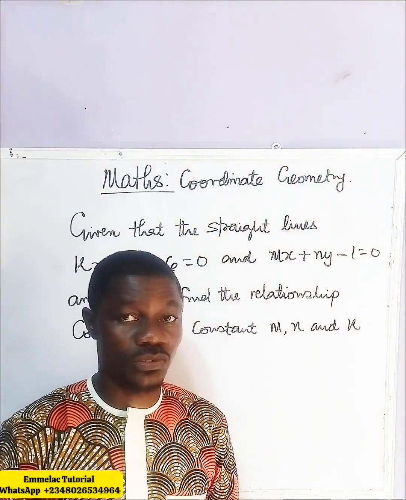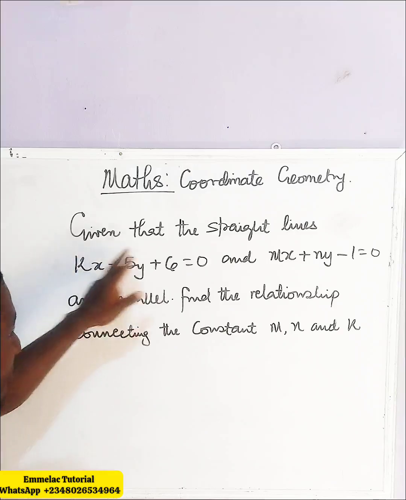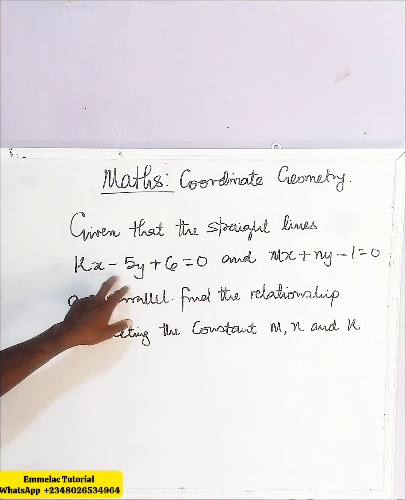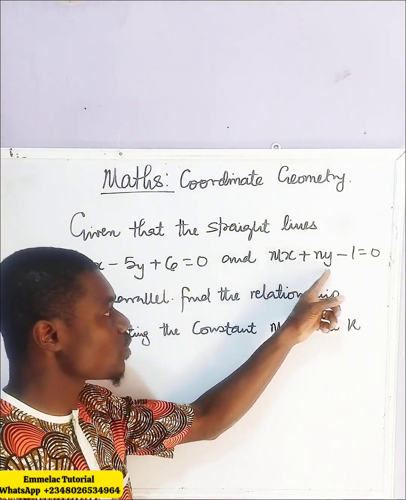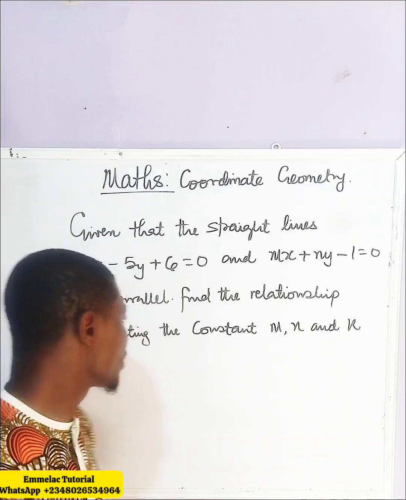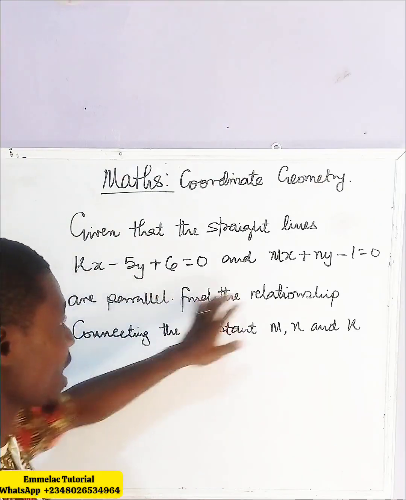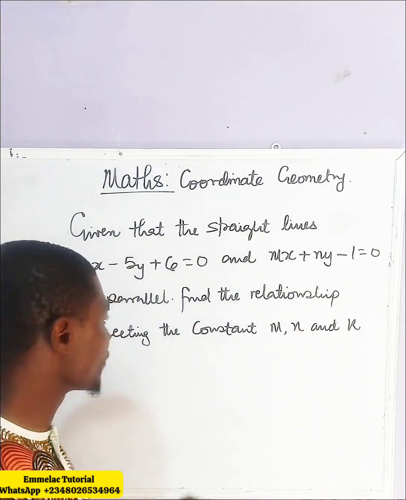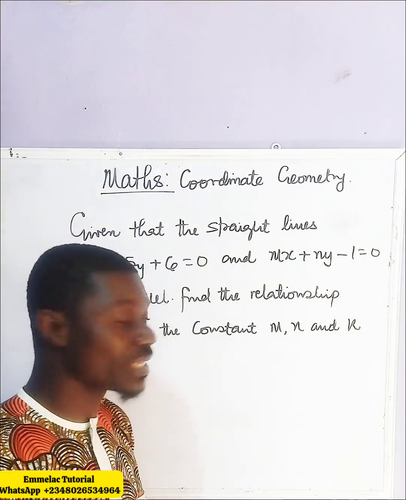Now let us look at this question in coordinate geometry of straight lines. Given that the straight lines kx minus 5y plus 6 equals 0 and mx plus ny minus 1 equals 0 are parallel, which means this line and this line are parallel to each other. Now find the relationship containing the constants m, n and k.